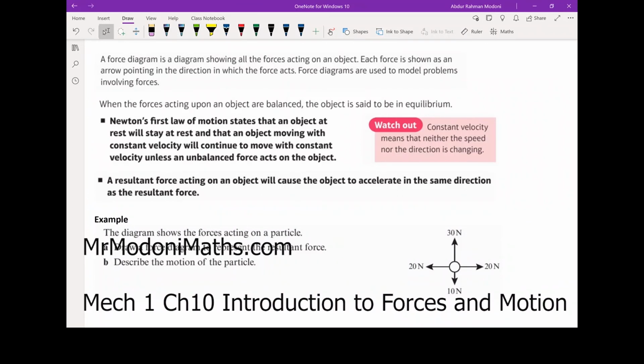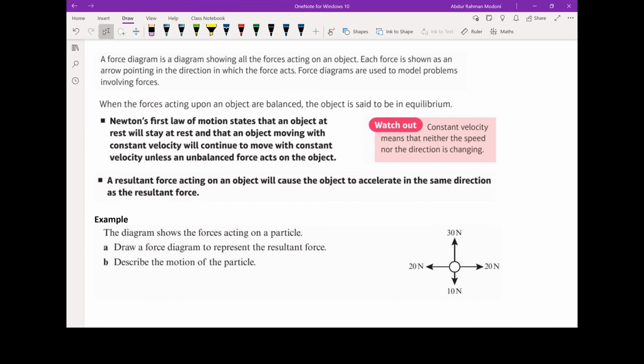Force and motion. So first of all, let's understand what a force diagram is. A force diagram shows all the forces acting on an object, and each force is shown with an arrow which will point in the direction in which the force acts.